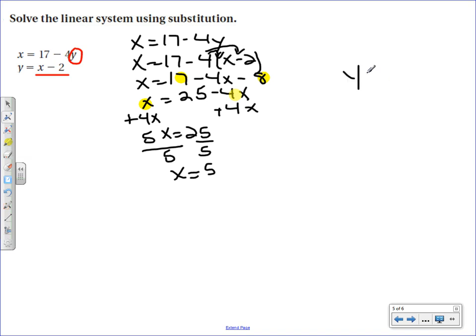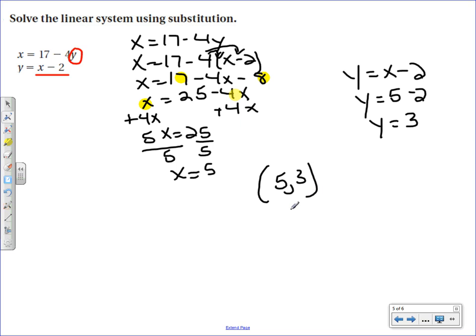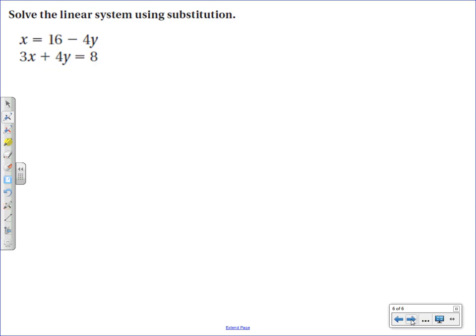I'm going to start with the second equation because it looks like the easiest. Instead of x, I'm going to put in 5. 5 minus 2 gives me 3. The answer, the point where these two linear equations intersect, the solution is 5, 3. Remember x, comma, y. And we'll look at one more example from 6.2. We have x equals 16 minus 4y. 3x plus 4y equals 8. So in this case, we're going to take this value and put it into the equation for x.